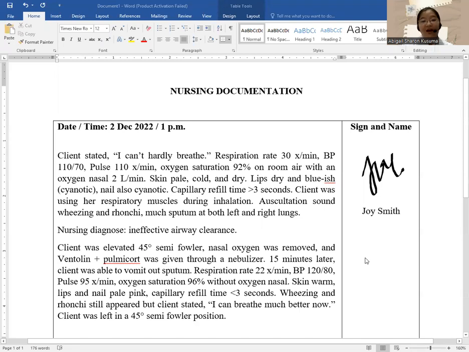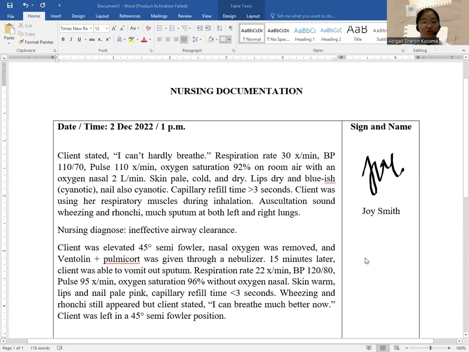The date and time: 2nd December 2022, 1 p.m. in the afternoon. The client stated, "I can hardly breathe." The respiration rate is 30 times per minute, blood pressure 110 over 70, pulse 110 times per minute, oxygen saturation 92% on room air with a nasal oxygen of 2 liters per minute. Skin is pale, cold, and dry.